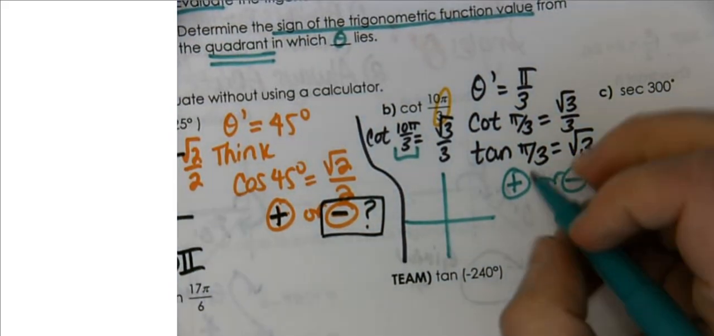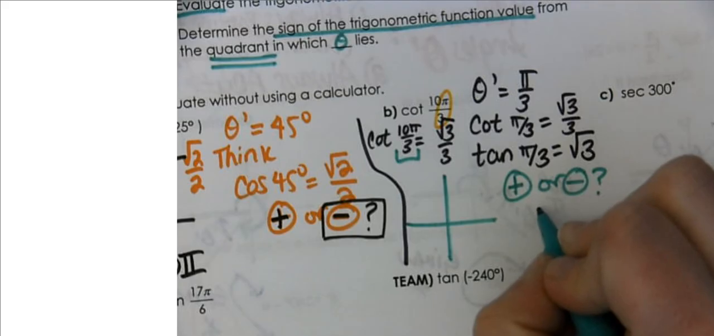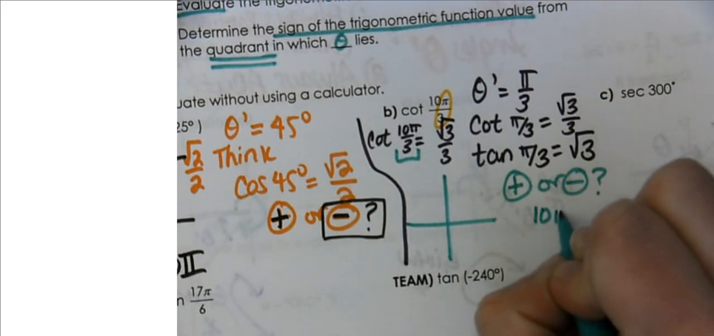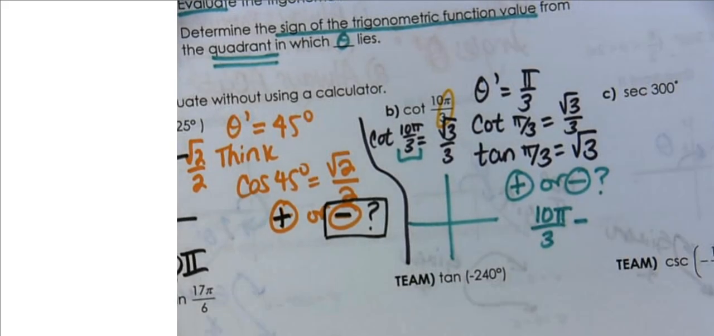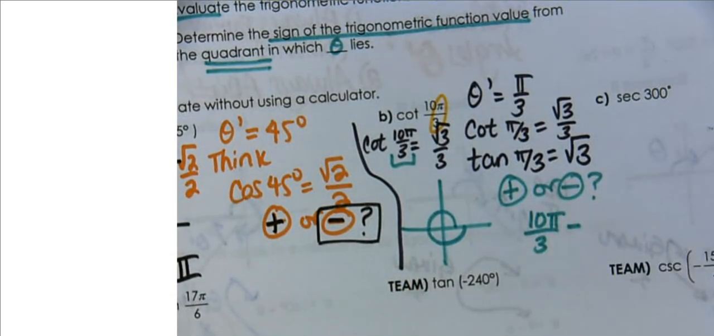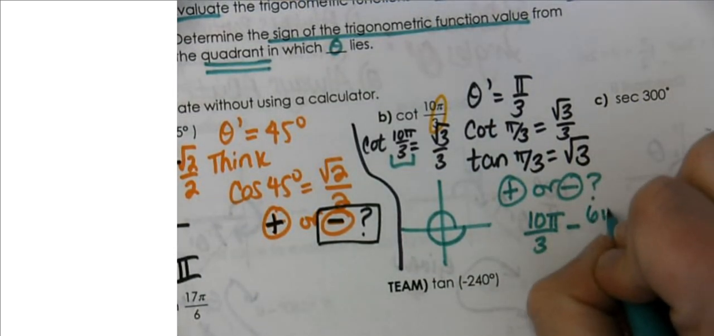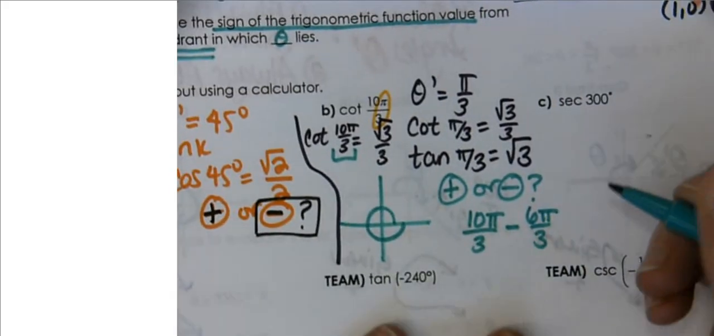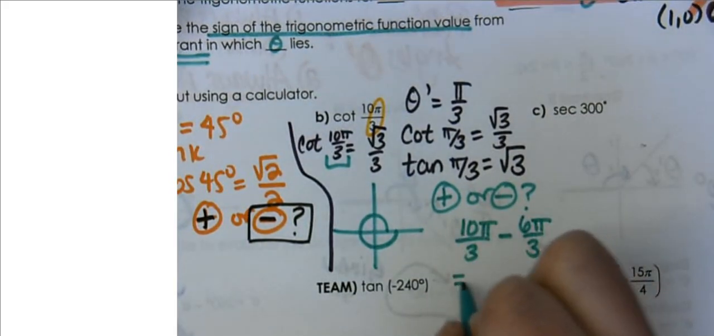This is where coterminal angles are very, very helpful. So I'm going to write 10 pi over 3, and I'm going to subtract away a spin because I know that I'm going to be going around one full time. So I need to figure out how much more do I need to go. So I'm going to take away 6 pi over 3, which is a very fancy way of writing 2 pi, and this ends up equaling 4 pi over 3.